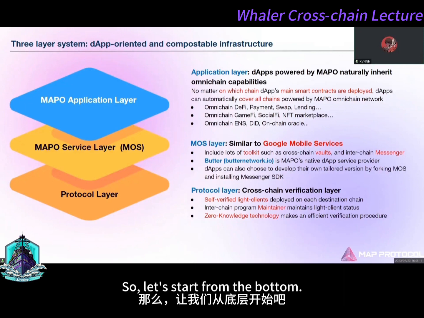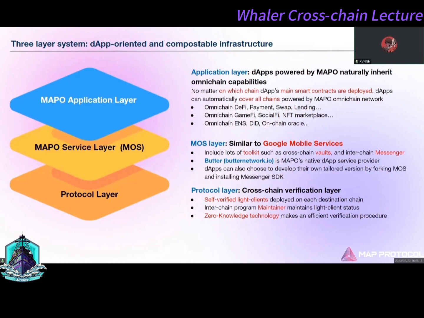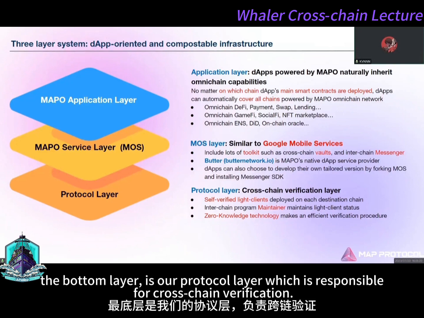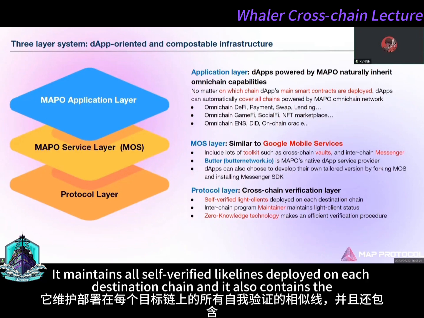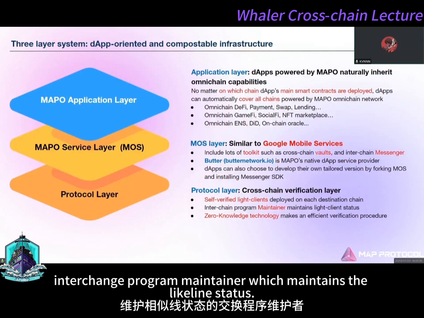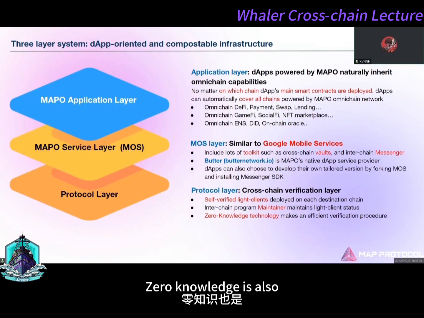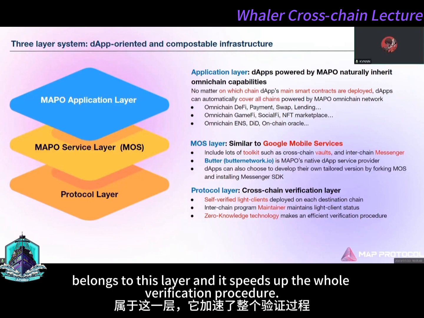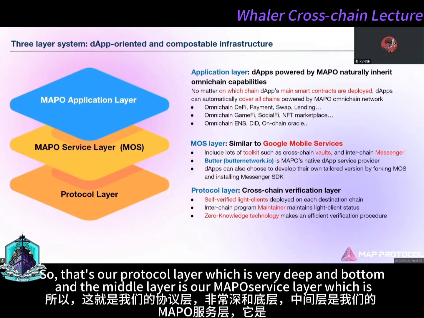So let's start from the bottom. The very bottom layer is our protocol layer, which is responsible for cross-chain verification. It maintains all self-verified Light clients deployed on each destination chain, and it also contains the interchain program maintainer, which maintains the Light client status. Zero-knowledge technologies also belong to this layer, and they speed up the whole verification procedure. So that's our protocol layer, which is the very bottom.